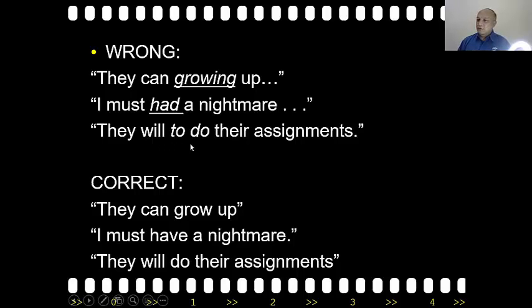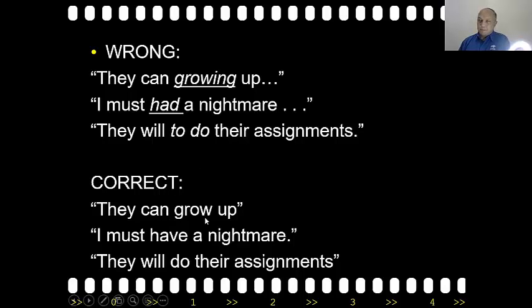They will to do their assignments. You have to here. Again, this is very wrong. You put something which makes this incorrect, to, whereas you actually should put do, will do, and that will be okay. That will be fine. That will be correct, but not to do. No. So let me correct those mistakes.